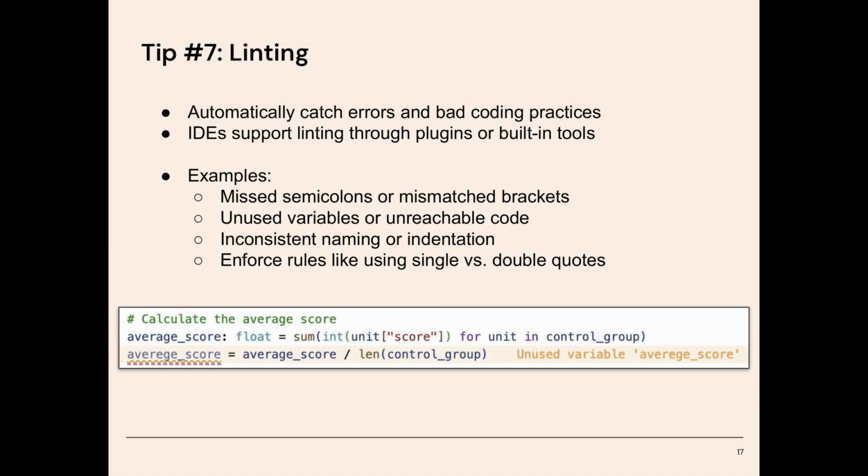Number 7 is linting. IDEs can also provide linting, which means they analyze your code for common mistakes or style issues while you're writing. So, for example, if you forget to close a bracket or make a typo, your IDE will flag it immediately, and that saves you from writing all your code and then having to debug the error later. It's a huge time saver.